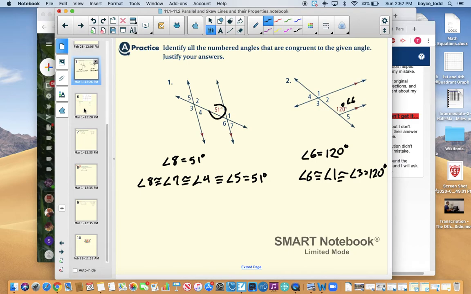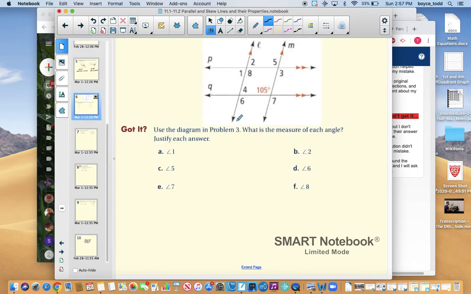So, moving along, halfway through this. Okay, so here we have a diagram. We have two sets of parallel lines, right? We know they're parallel because of the arrows. The little arrow on a line means parallel, and that's another symbol for parallel. So because we know that, we can find a lot of things that are congruent.